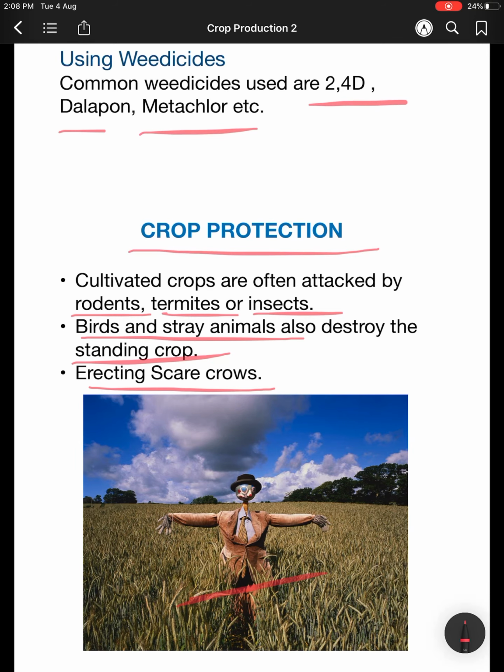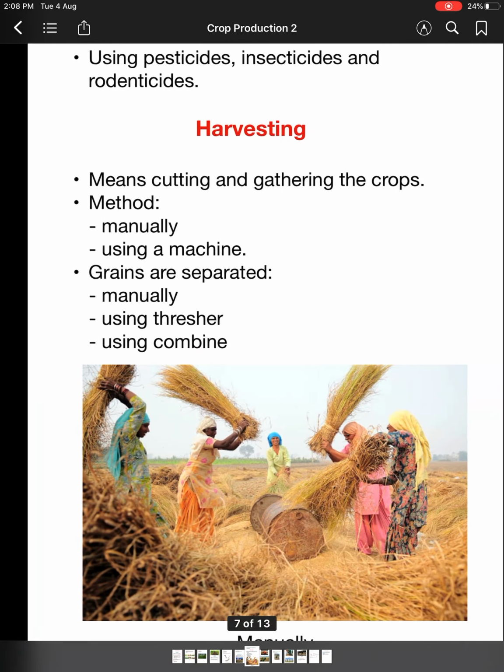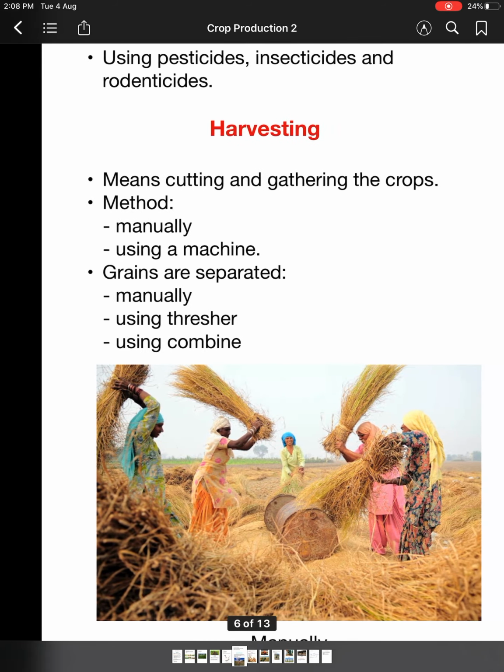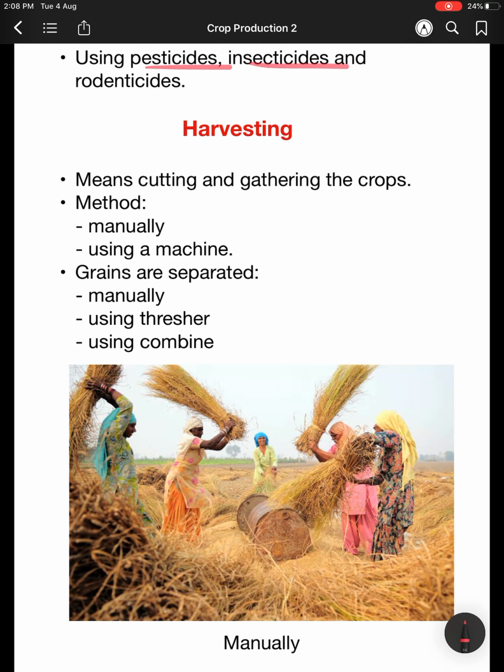Then pests, insects and rodents can be controlled by using pesticides, insecticides and rodenticides. These are the poisonous chemical substances that kill pests, insects and rodents without affecting the plant. The most commonly used insecticides are BHC, malathion, polythion, etc.